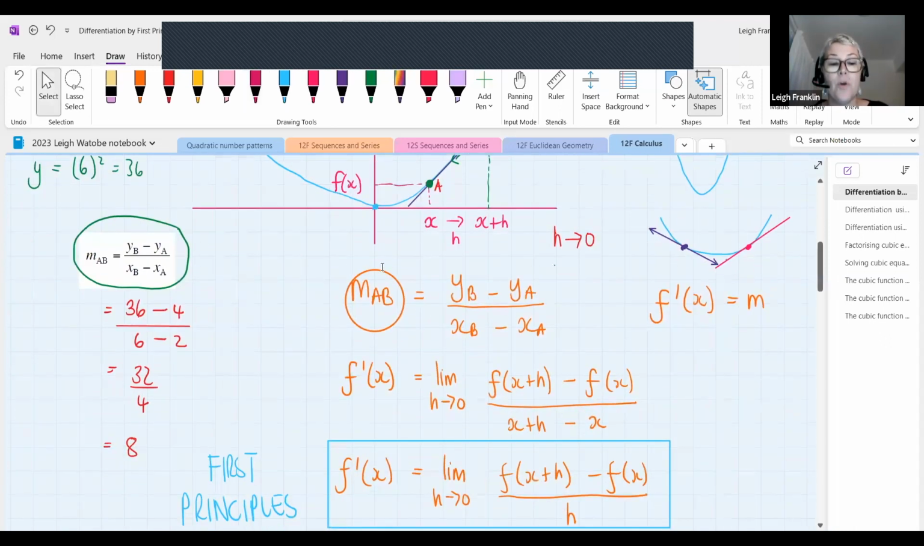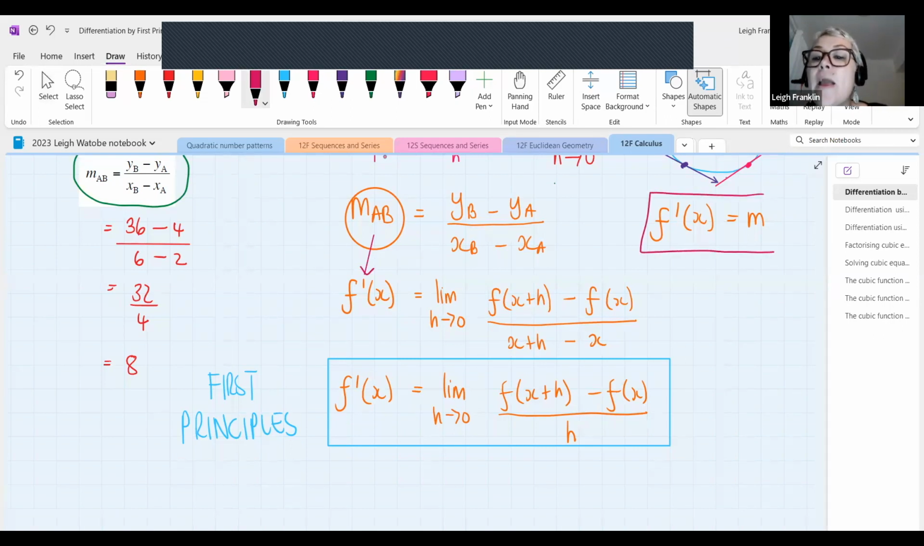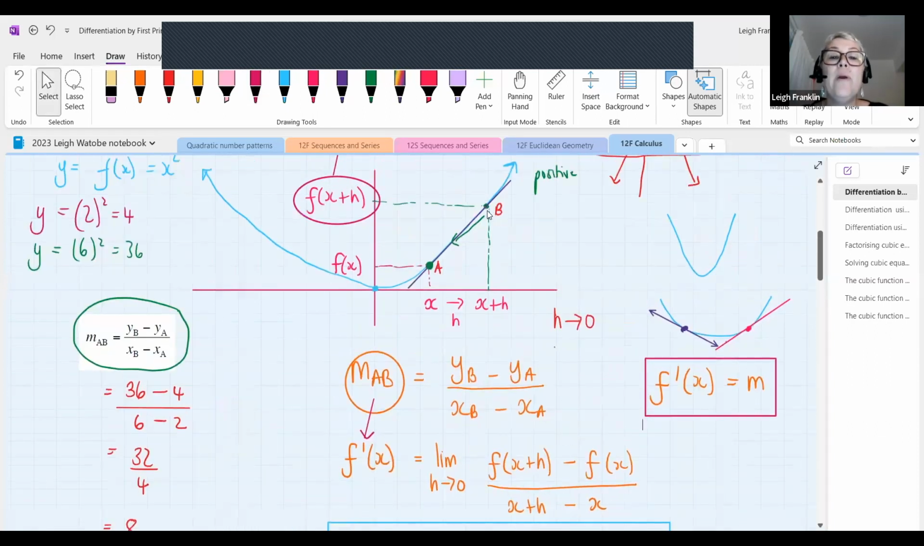All right. Okay, so we are subbing into the gradient formula. Gradient is f prime x, so these two things are the same thing. Okay, so f prime x is another way of writing gradient. Your limit as h tends to 0 means that point B is moving down the line to point A. And as B gets closer and closer to A, the distance between them, h, gets smaller and smaller.